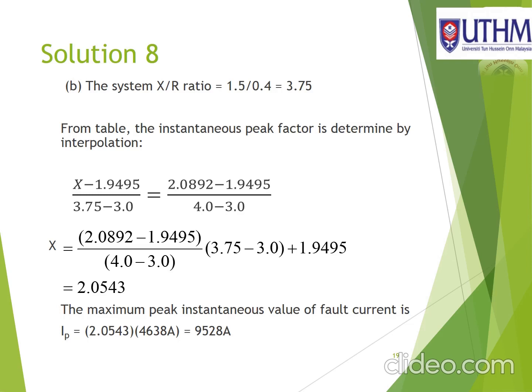After that we have to calculate the maximum peak instantaneous value of fault current, which is equal to the factor times the IRMS. We get the IRMS value from the question, example 8A. So the value of Ip is equal to 9528 A.